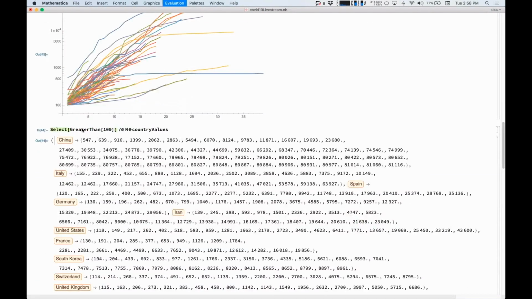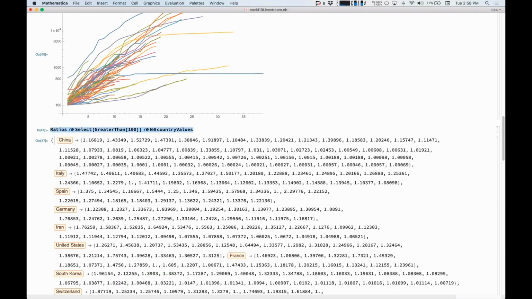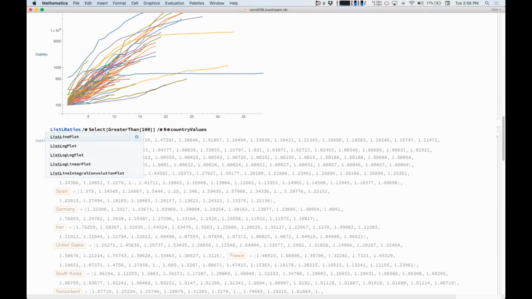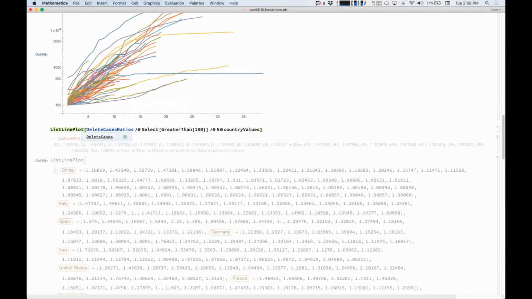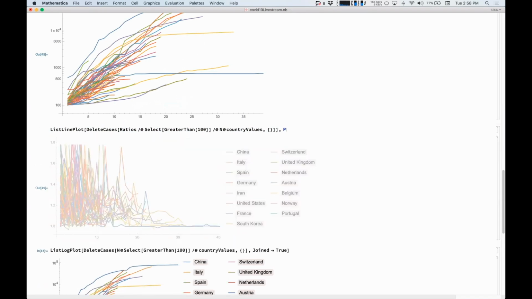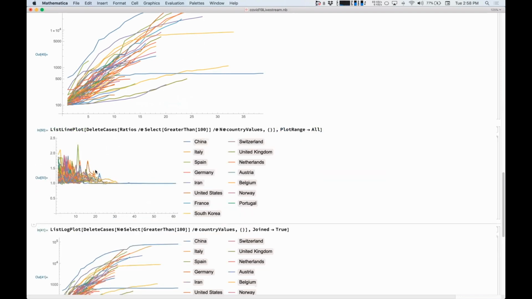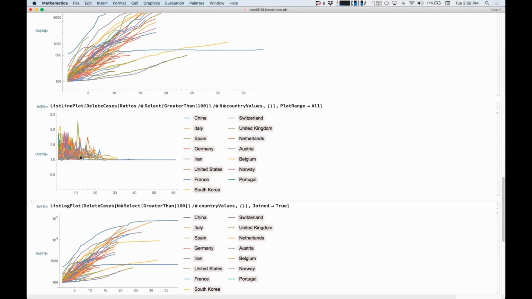Okay, so then we'll say ratios. So that's the day to day. That's the ratio of the number of cases from one day to the next. So this is saying, over time, what is the change in the number of cases day to day? Yeah, as a fraction. Right.